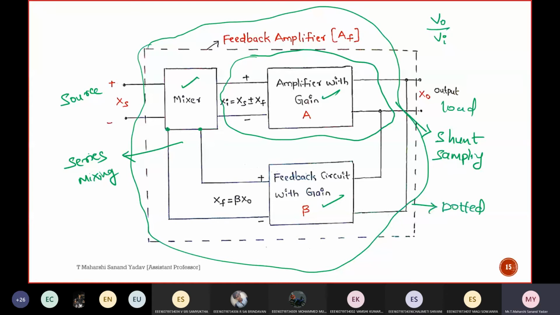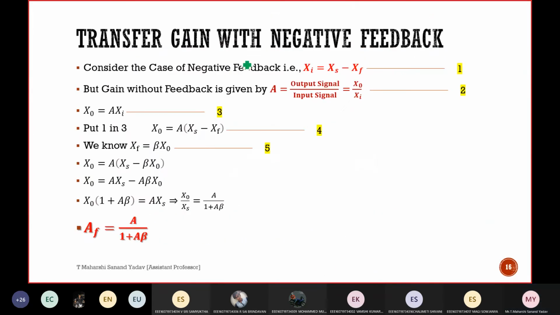Feedback means the entire network, or else only the amplifier with gain is enough. Here is the transfer gain with negative feedback. So consider the case of negative feedback. Xi is nothing but xs minus xf, and here A is nothing but gain without feedback, so it can be written as output by input. So here x out can be written as A times xi.